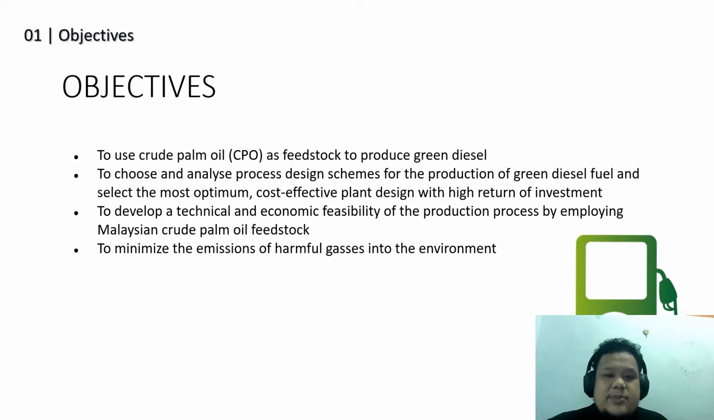The objectives of this particular project are, first, to use CPO as feedstock to produce green diesel. Second, to choose and analyze process design schemes for the production of green diesel fuel and select the most optimum one that will bring the highest profitability to the company. Third, to develop a technical and economic feasibility of the production process by employing Malaysian crude palm oil feedstock. And last but not least, to minimize the emissions of harmful gases into the environment, such as greenhouse gases.